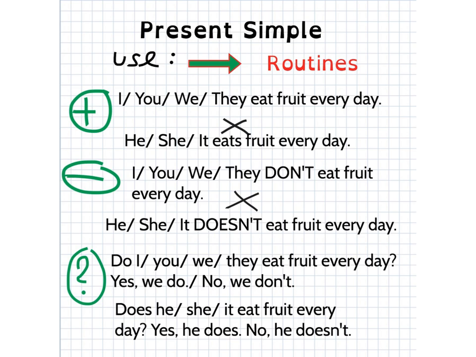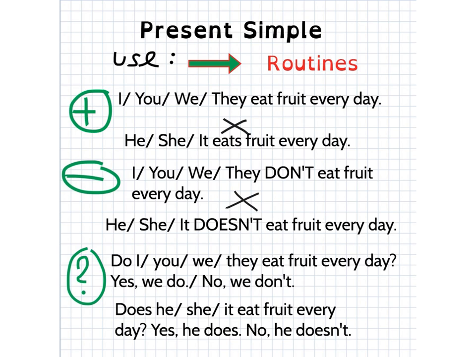Now please be careful that we have the s here in the auxiliary verb doesn't, but the verb is without the s. It's an infinitive form. It's not "she doesn't eats", it's "she doesn't eat". It's because after an auxiliary verb we always need to use an infinitive form.